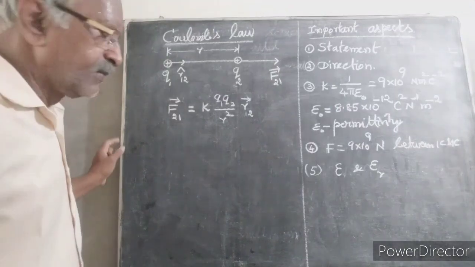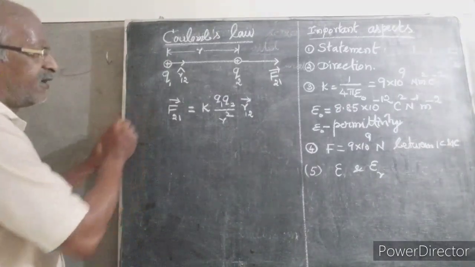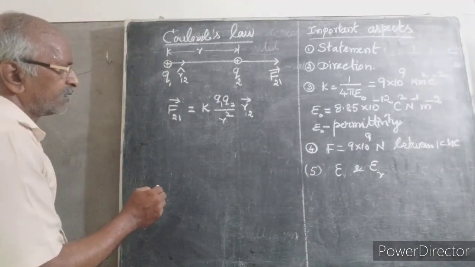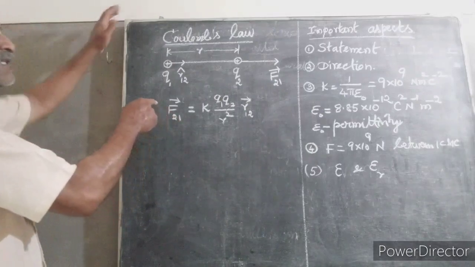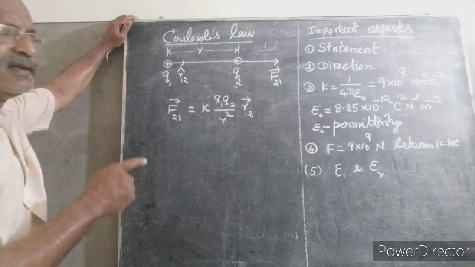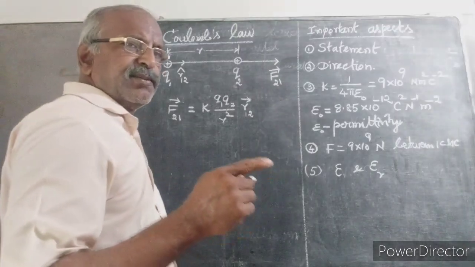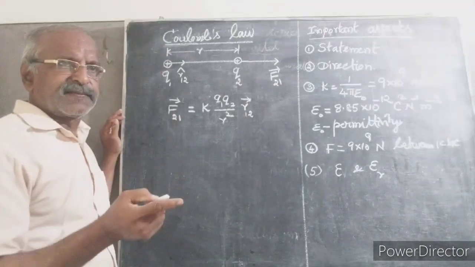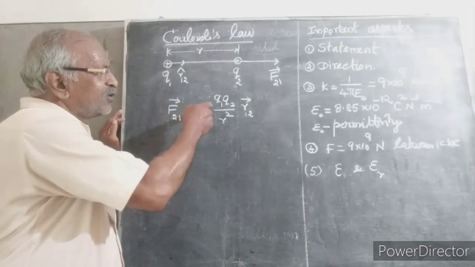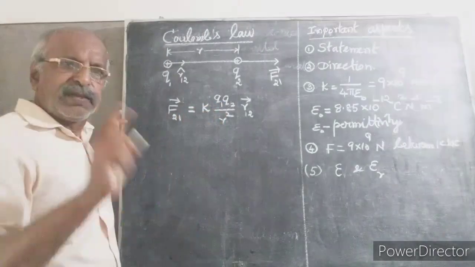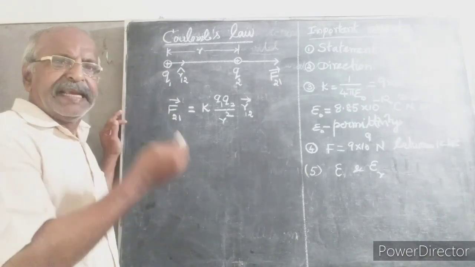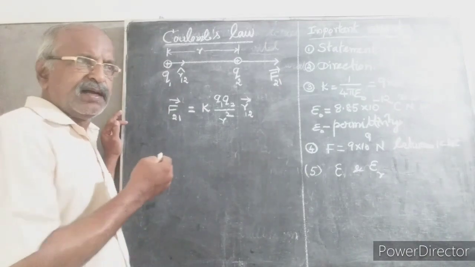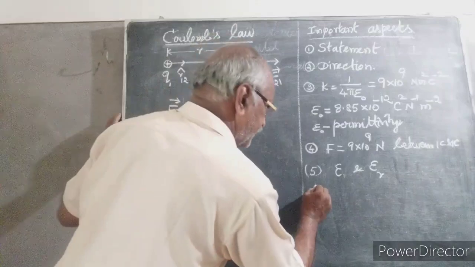Sixth one. This is analogous to the gravitational law. Coulomb's law states the force between two charges, and gravitational law states the gravitational force between two masses. Here we have two charges, in gravitational law we have two masses, that's the only difference. But there are four main differences between Coulomb's law and the gravitational law.